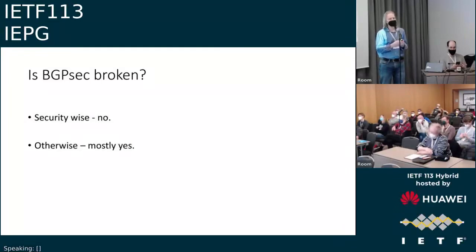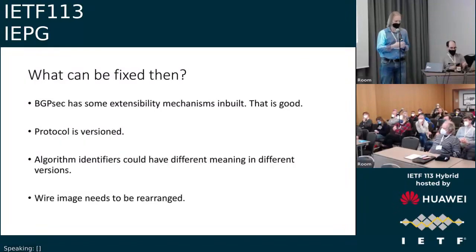The second problematic aspect is the actual wire image. We have data layout on the wire and data layout that is being processed really incompatible. That means that you need to receive something, reshuffle, do the thing, then reshuffle again and send it out. This can easily be avoided. Next slide, please. So what can we do about that?